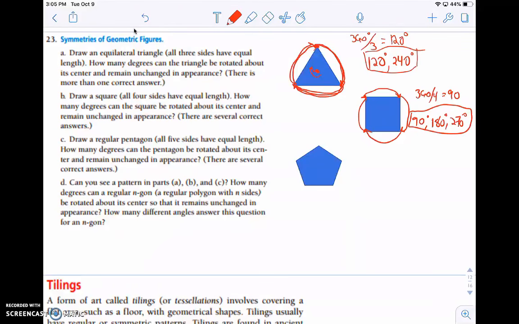Okay, and then on a pentagon, same idea. This time there are 5 corners, so you're going to be rotating 5 times. You're going to take 360 and divide it by 5, and this gives you 72 degrees. So it'll be at 72, and then 72 plus 72 is 144, plus 72 again is 216, plus 72 again is 288 degrees, and then plus 72 gets you back to 360.